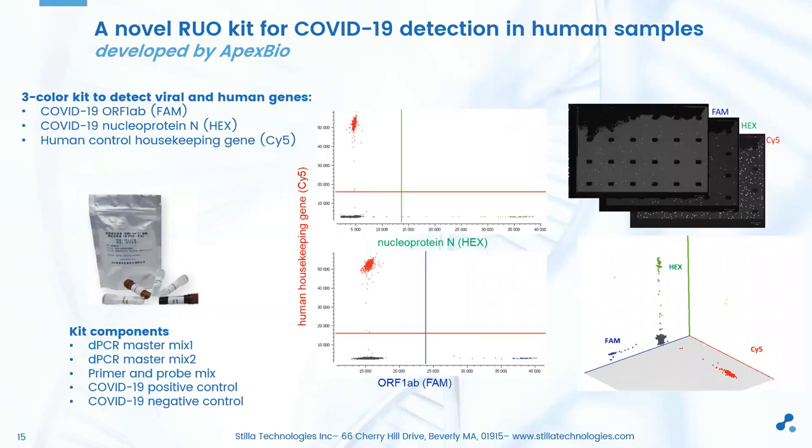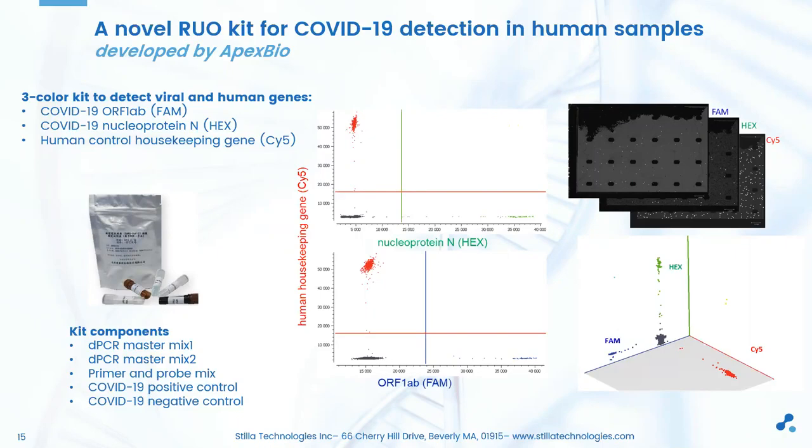Our partners at Apex Bio have developed a novel 3-color kit to detect COVID-19. The kit contains 2 viral genes, ORF1ab and nucleoprotein N, which are detected in the FAM and HEX channels respectively. A human housekeeping gene used as a control is detected in the red channel as Cy5.